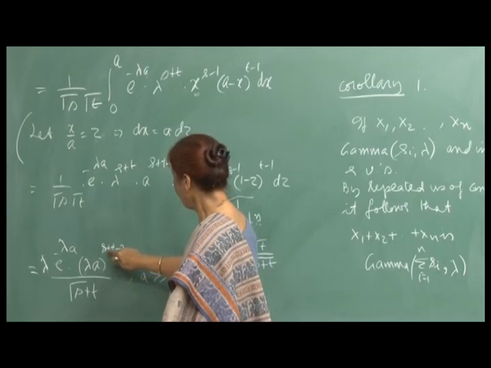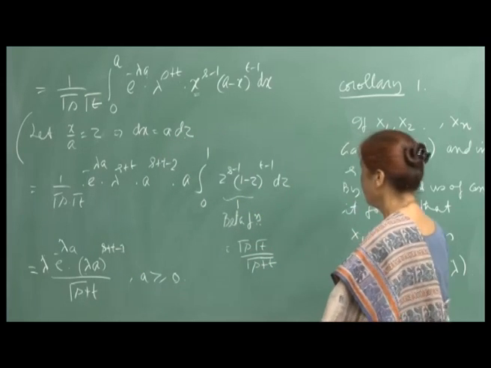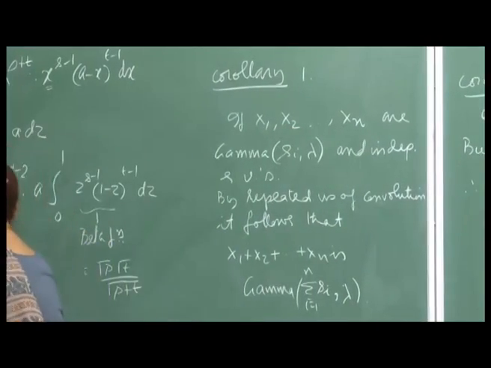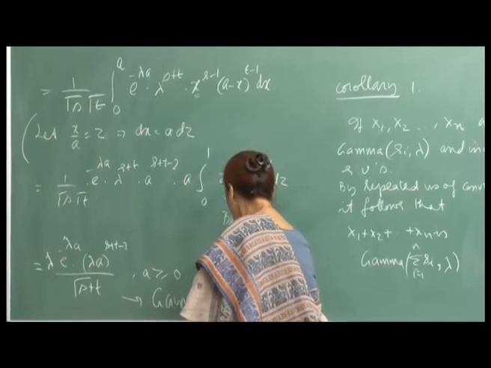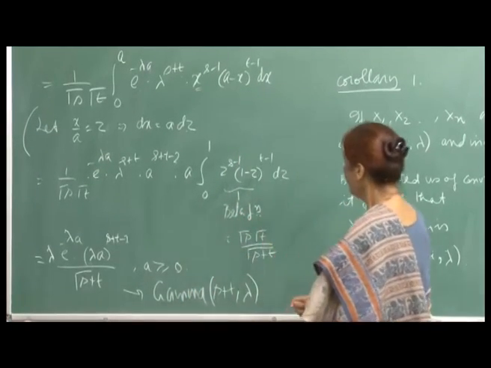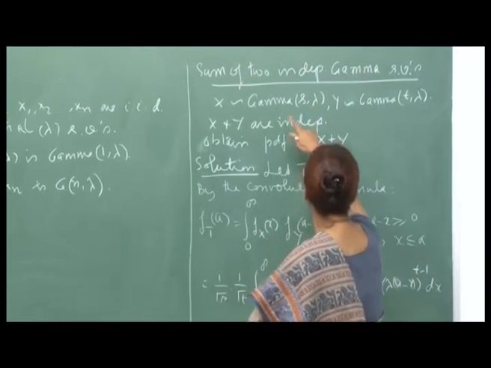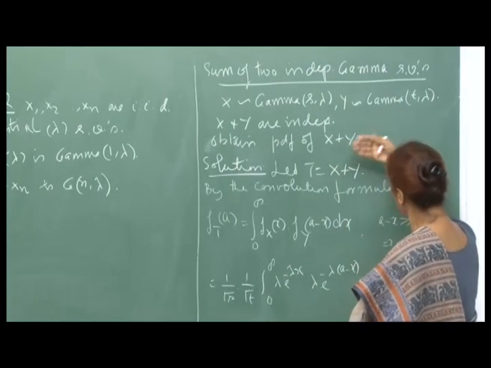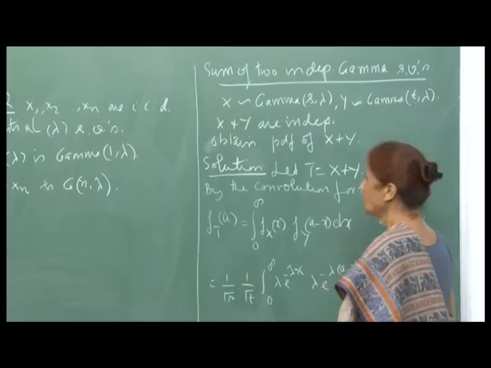So, therefore, lambda a s plus t minus 1, lambda I have written out here just to conform to the form of the gamma distribution, right. And so this is, I should have written here, gamma s plus t, lambda. So, we have concluded that if you take two independent gamma random variables, x is gamma s lambda and y is gamma t lambda, then the sum will be again a gamma distribution with parameters s plus t and lambda.